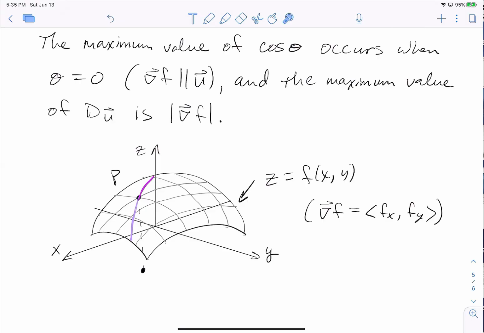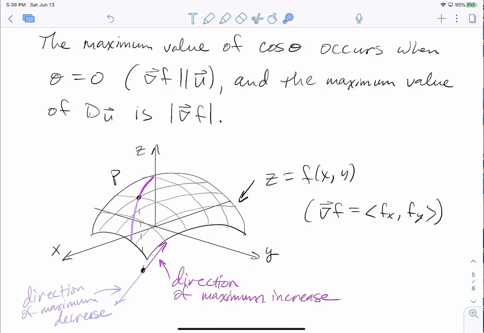Associated with these two directions on the surface are vectors in the xy plane. And it looks like maybe these vectors might look like this, and then the negative of that vector here. This vector in the xy plane is the direction of maximum increase. And the opposite, the negative of that vector, where water would run down, is the direction of maximum decrease. So what do these maximum increase and maximum decrease have to do with anything that we're talking about?